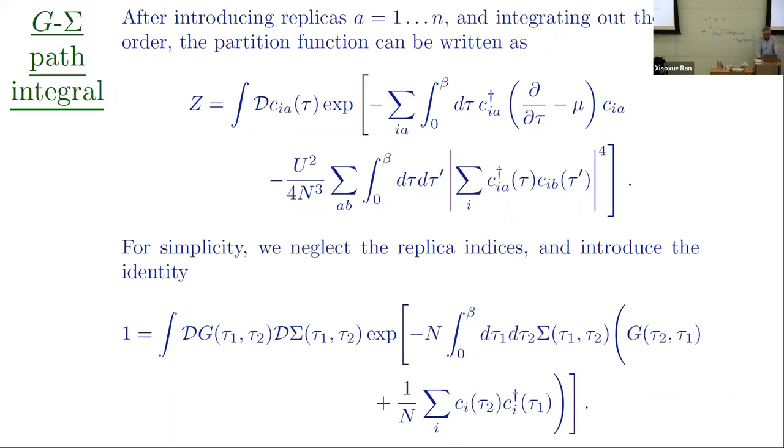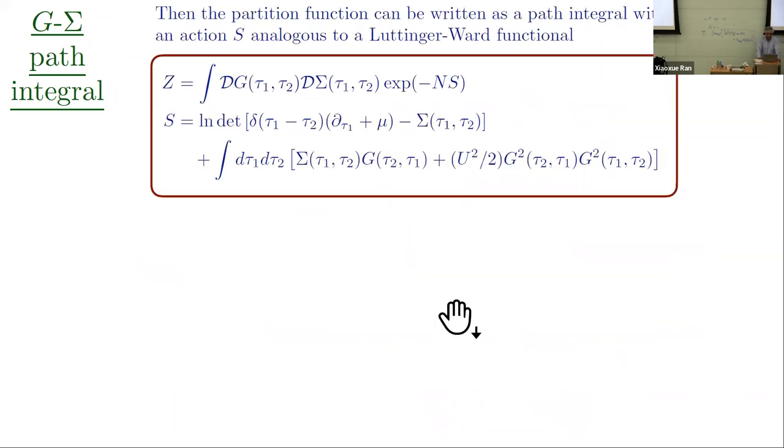So you plug in one, and now life is good because G is a delta function of this variable, so I can replace this C dagger C by G. Then the action is quadratic in the C and you can integrate out the C. When the dust settles, this is what you get. Now you have an integral over two fields, not over n fields. This is an exact representation of the average partition function. I've dropped the replica index because it's not important at the level we are going to work.